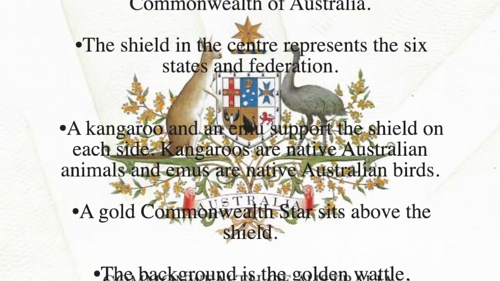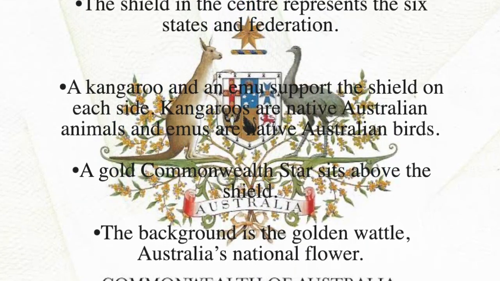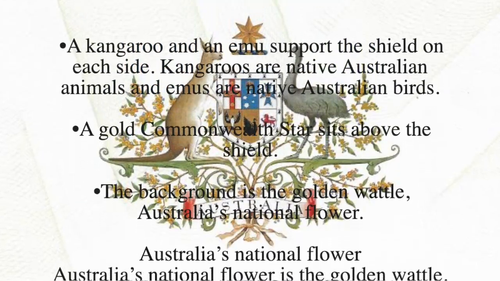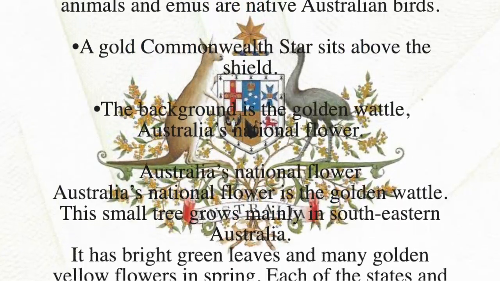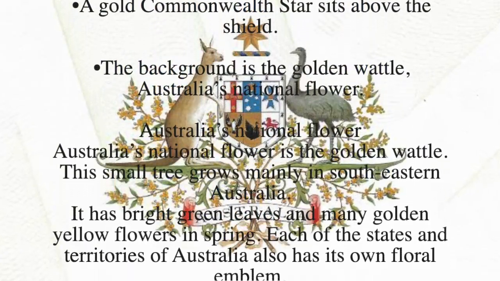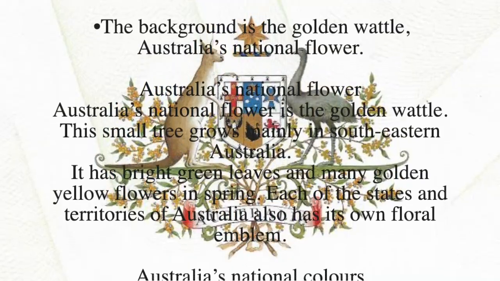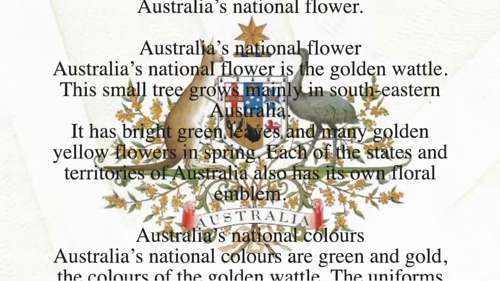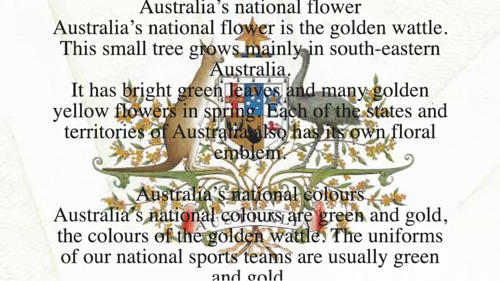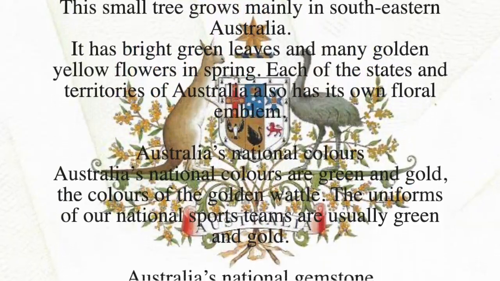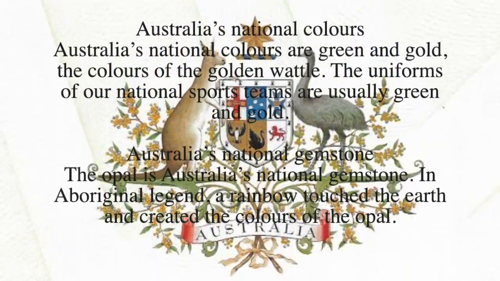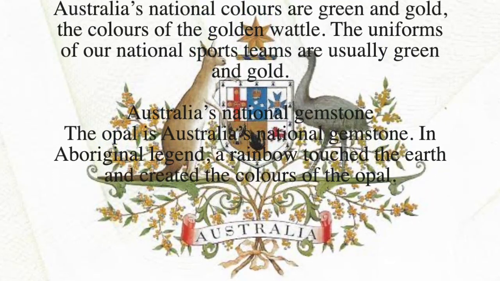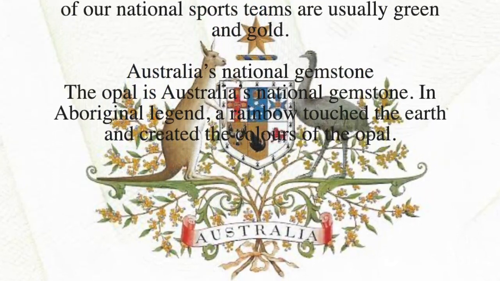There, the shield at the center represents the six states and federation. The kangaroo and emu support the shield. On each side, the kangaroos are native Australian animals and the emus are native Australian birds. The gold Commonwealth Star sits above the shield. The background is the golden wattle, which is Australia's national flower.